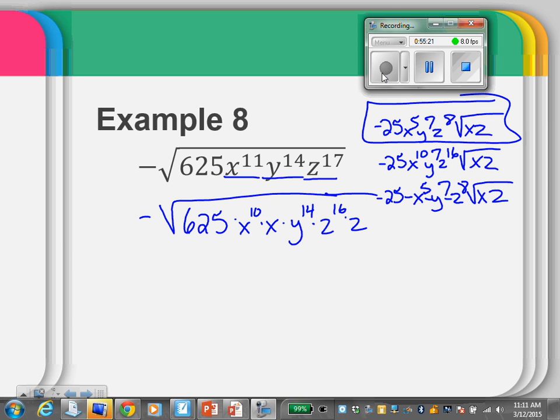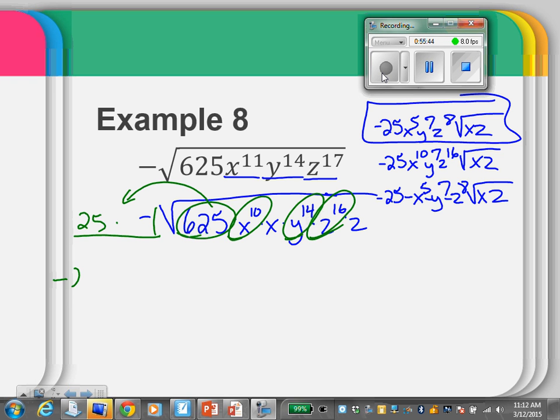Okay, so then I'm going to circle what's perfect: 625, x to the 10th, y to the 14th, z to the 16th. So when 625 comes out, what's its ticket to get out? Square root of 625 is 25, and so that will become negative 25. Okay, what's the ticket to get x to the 10th out? X to the 5th. And again, what's the shortcut? What did I tell you you could do with 10? Divide it by 2. Divide it by the root.